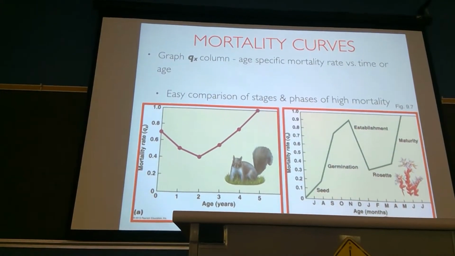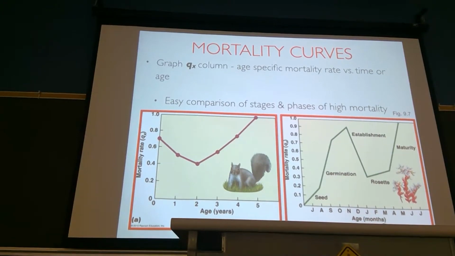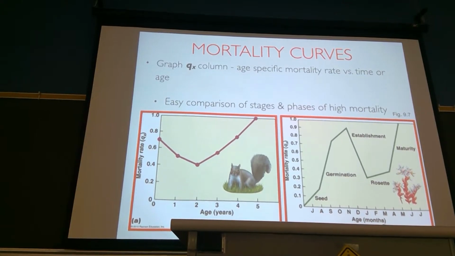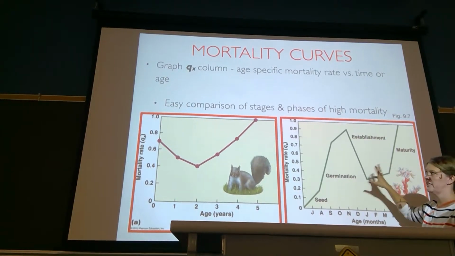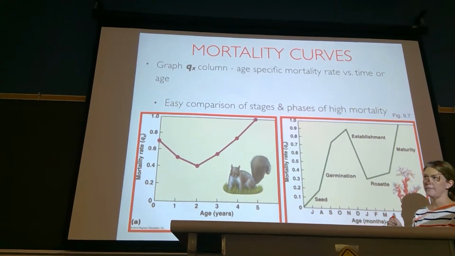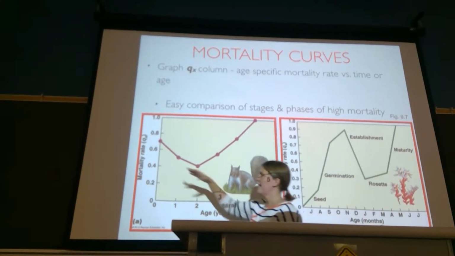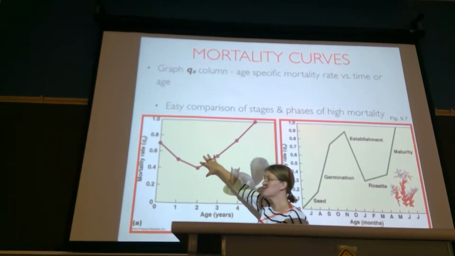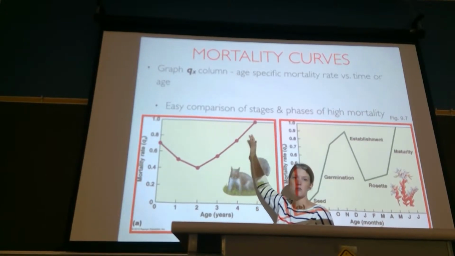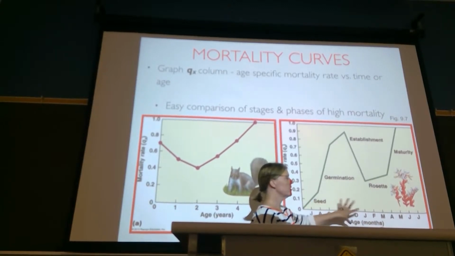One thing that can come from these are mortality curves. We can graph that age-specific mortality rate, that qx column, and it gives you an idea of age-specific mortality over time. It can tell you where in their life history they've got a lot of mortality happening. For gray squirrels, they have high mortality at the beginning, as infants, then they do pretty good as adults, and then they get old and die. For plants, it's a little bit different again.